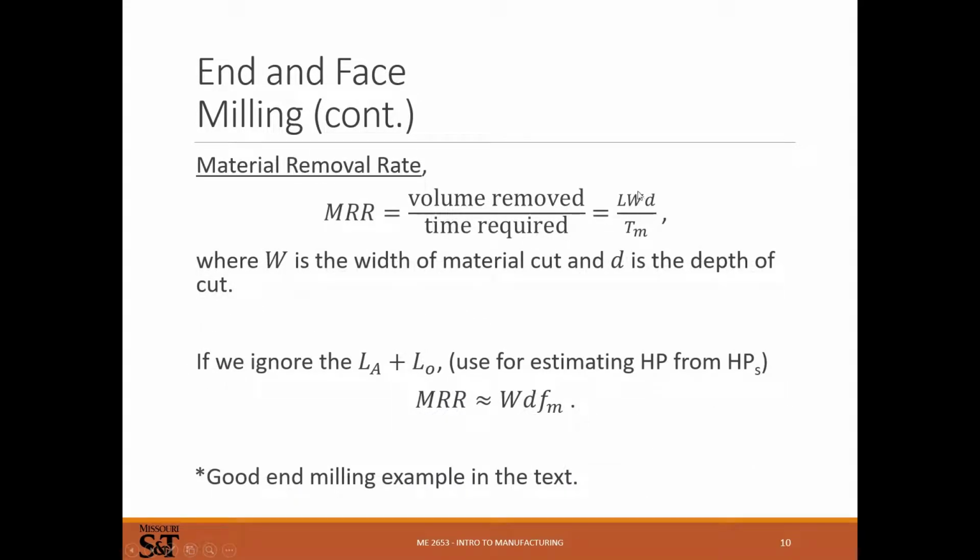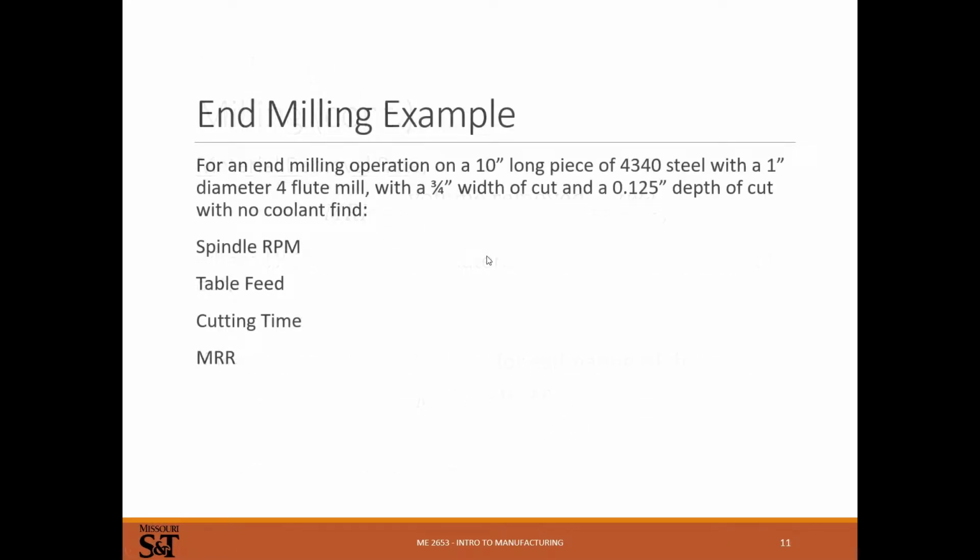Material removal rate, same thing, volume over time. For estimating it, if we ignore the approach and the overrun, we'll just use width times depth times surface speed, feed rate, table feed. There's some good examples of this in the book, but I put one together here too for end milling. So now we're doing a 10-inch long piece of 4340 steel, 1-inch diameter 4-flute mill.